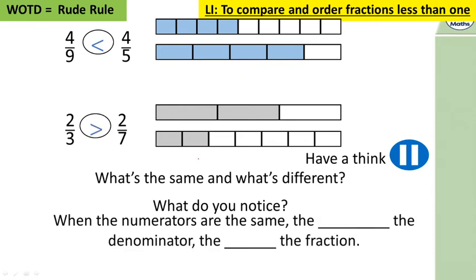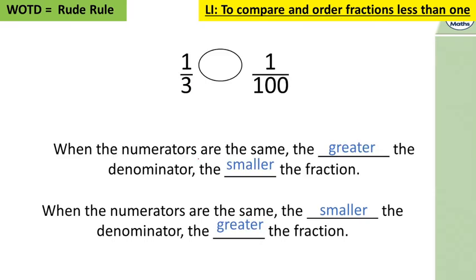So when the numerators are the same, the greater the denominator, the smaller the fraction. When the numerators are the same, the smaller the denominator, the greater the fraction. Okay, so remembering these facts here, when the numerators are the same, the greater the denominator, the smaller the fraction. When the numerators are the same, the smaller the denominator, the greater the fraction.